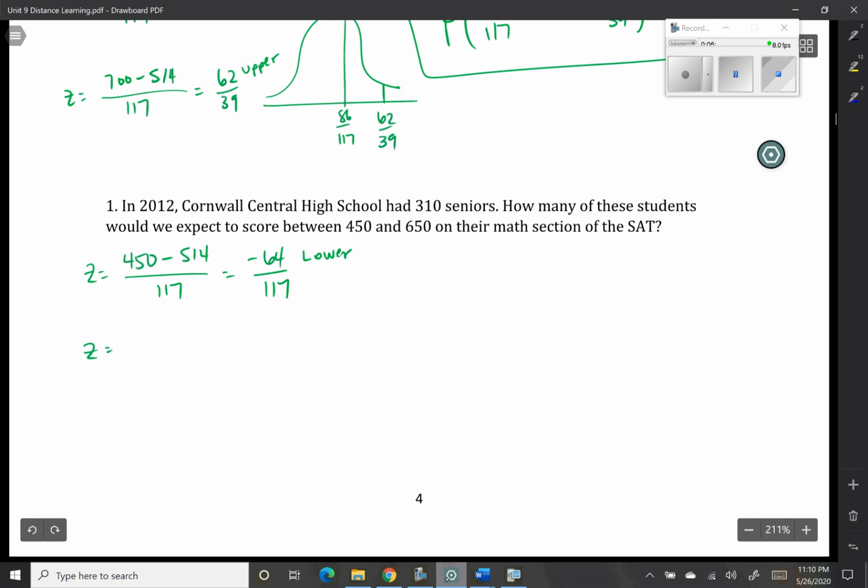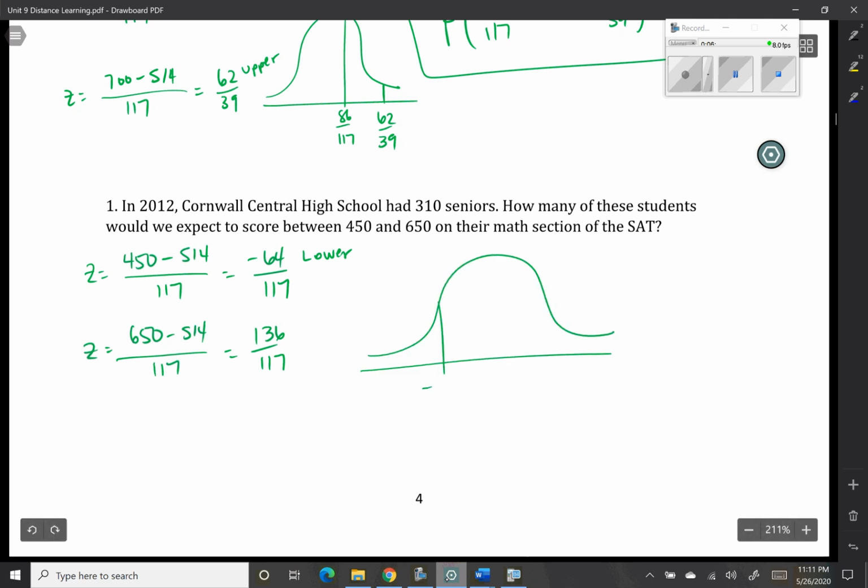The upper z-score we're going to get by doing 650 minus 514 divided by 117. This should come out positive. 650 minus 514 divided by 117, probably not a nice number. It's not. And it just becomes 136 over 117. So what are we trying to figure out here, right? We're trying to figure out the percentage of people that are between these two z-scores.